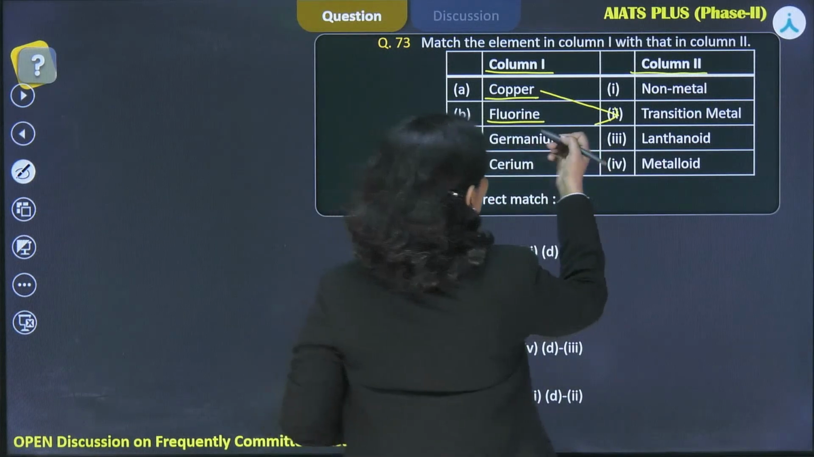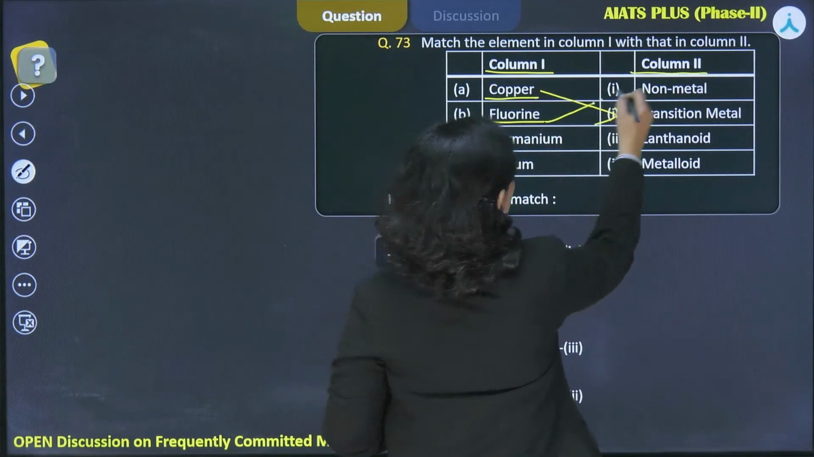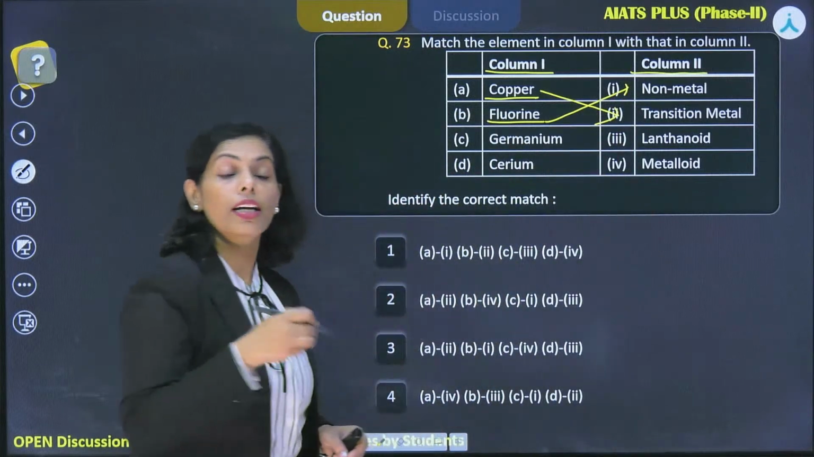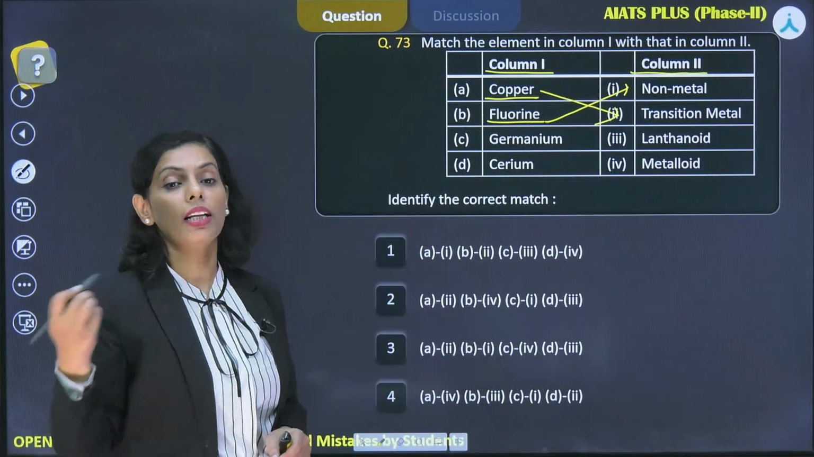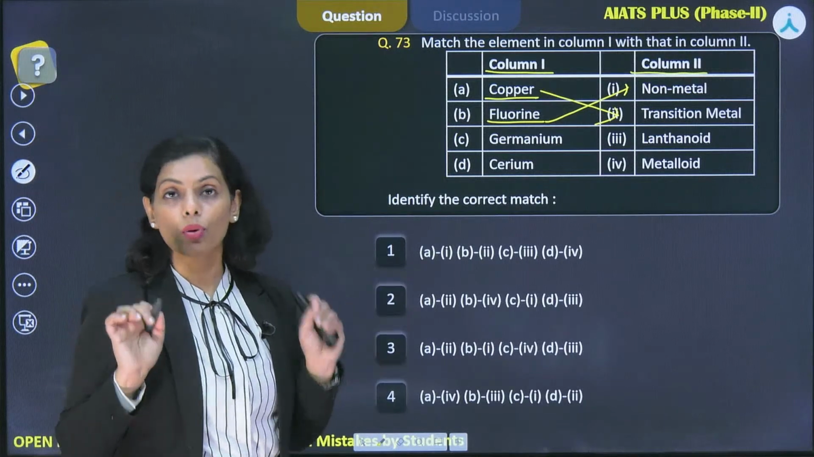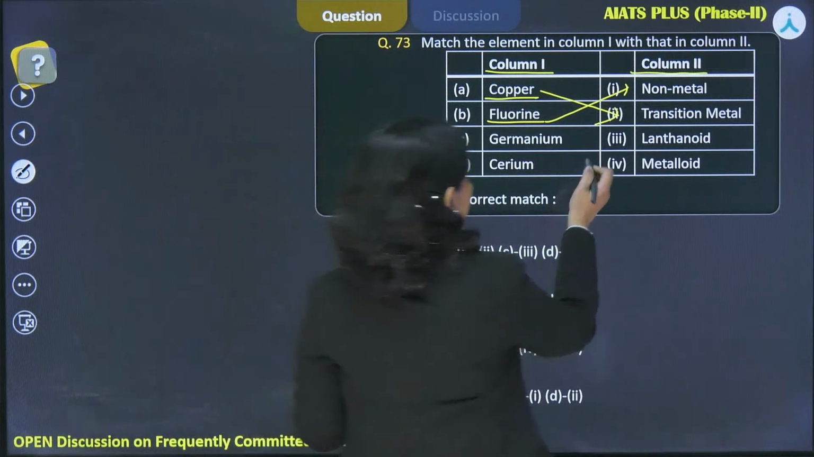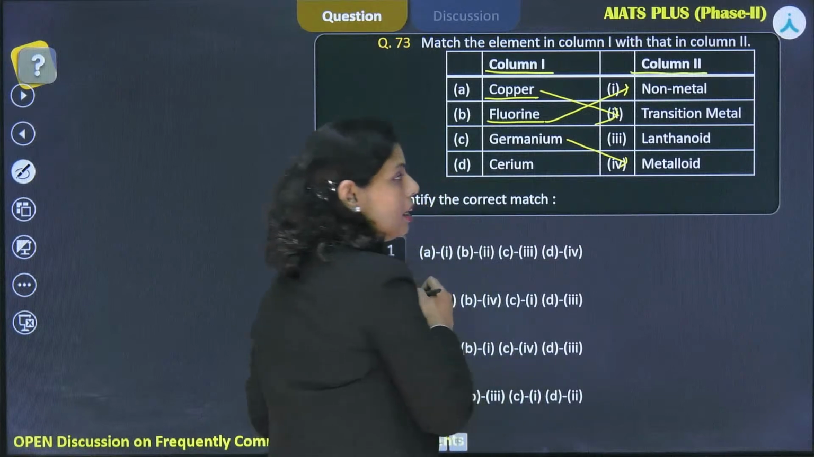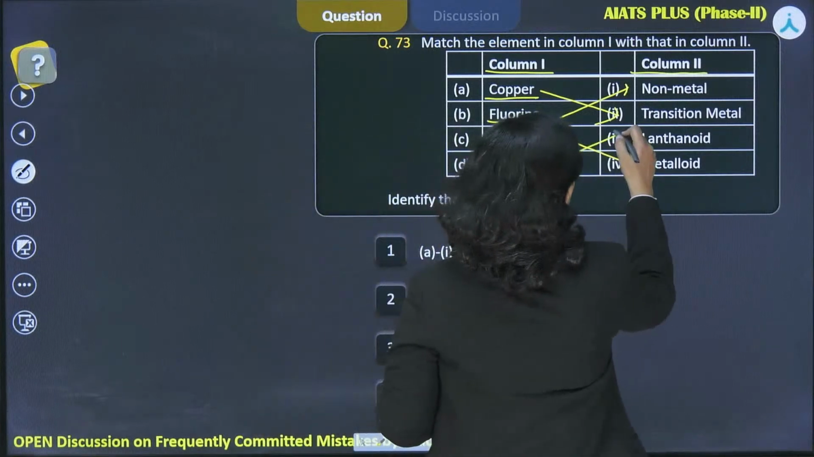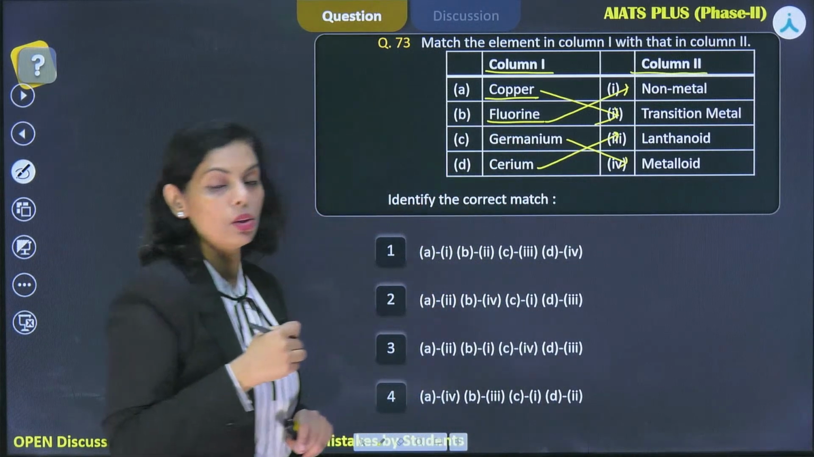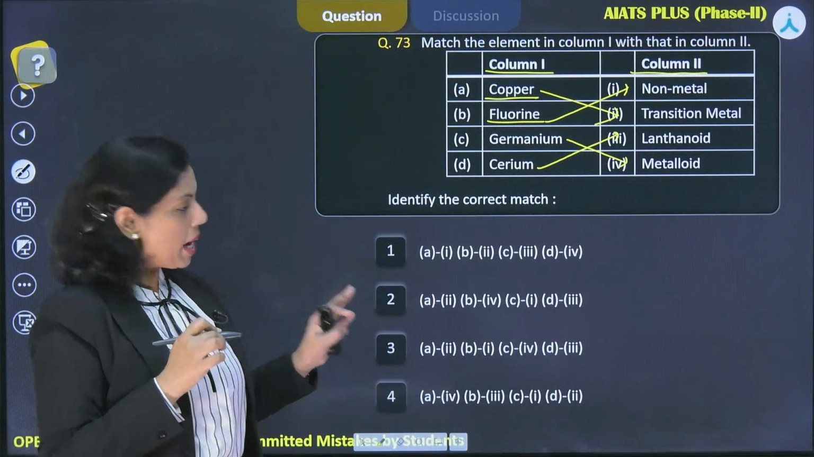Fluorine. Fluorine is a non-metal, definitely. Most electronegative element of the entire periodic table, though its electron gain enthalpy is less as compared to chlorine. Okay. Germanium is a metalloid or semi-metal. And cerium, 58 is the atomic number, lanthanoid. Simple. Matched.